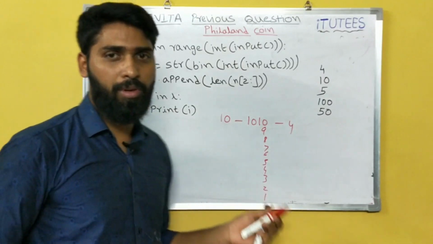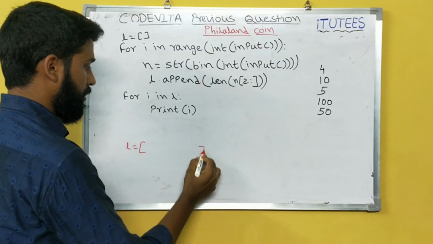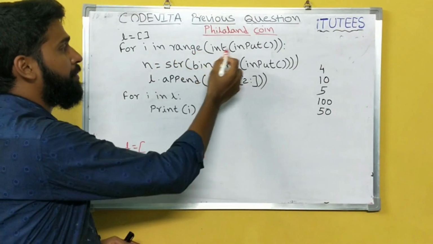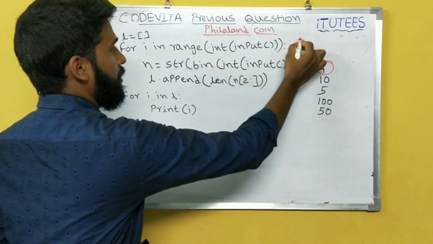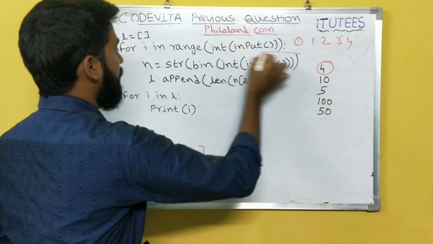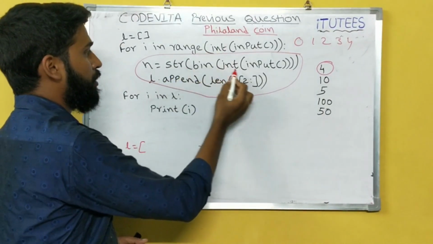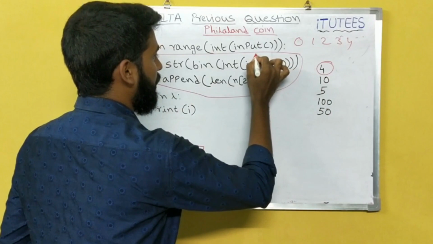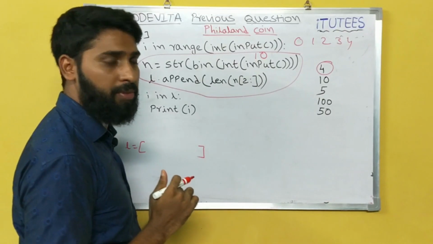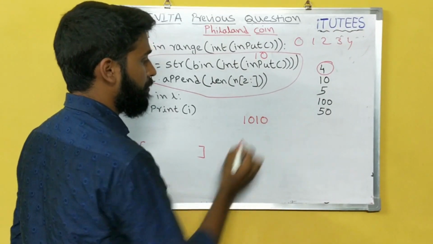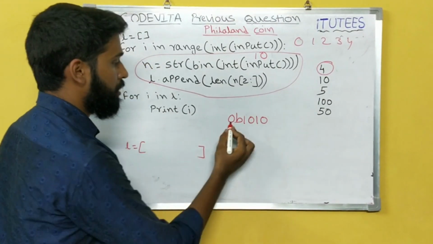Now we can discuss the program. I am taking one list L to store the results. After that, for i in range of int of input, that is 4, you are going to read 4 inputs, so these instructions are executed 4 times. N equals int of input, that is 10. What is the binary of 10? 1, 0, 1, 0. Binary values are represented preceded with b.